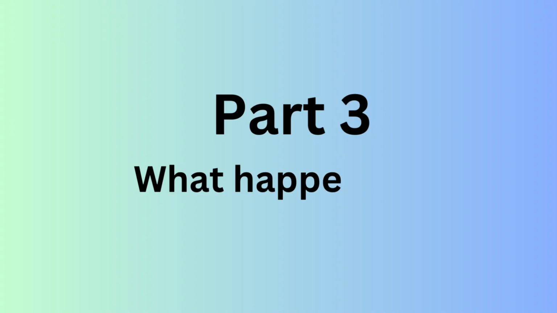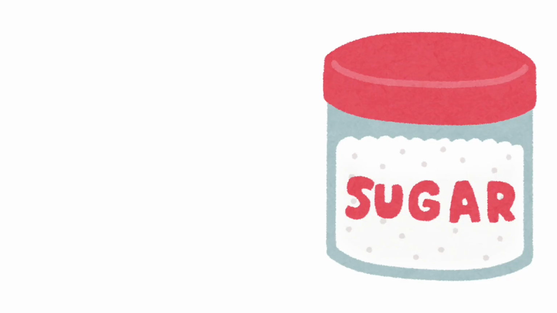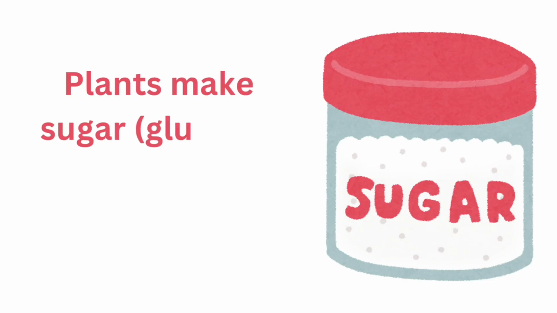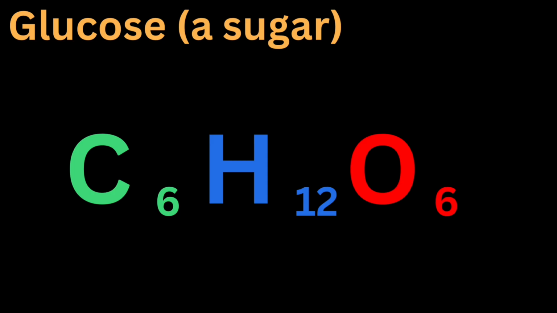Well done for making it this far. Keep listening, because in this part we will make sure that you understand the equations for photosynthesis. Just as a reminder, plants are doing photosynthesis because they want to make glucose or sugar. If we look at the chemical formula for glucose, it looks like this. It's got 6 carbons in it, 12 hydrogens in it, and 6 oxygens.